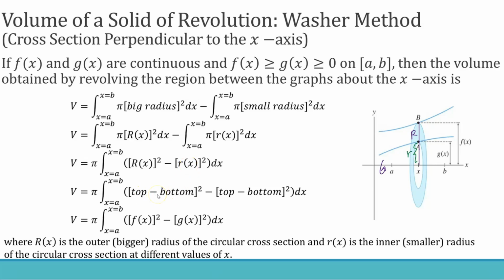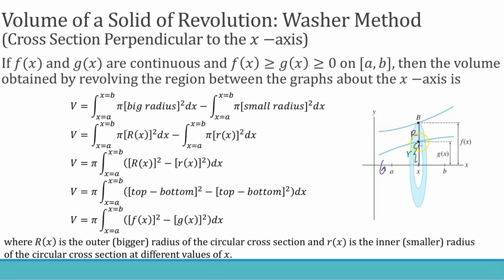And if we're rotating around a horizontal line like the x-axis, we can think about finding each of those as a top minus bottom situation, top function minus bottom function. So for this problem, the top function up there is f of x. So f of x minus 0, the x-axis is 0, so we have f of x squared.